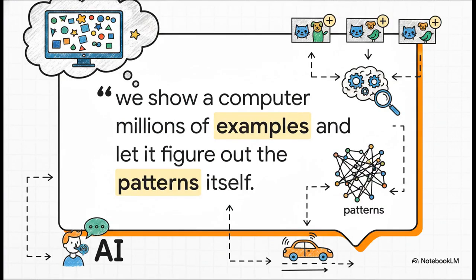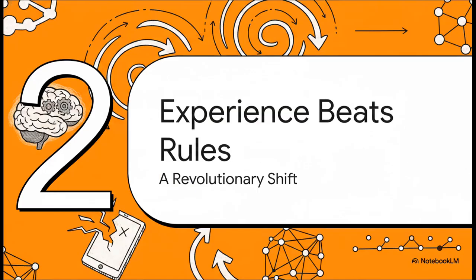And guys, this is the crucial pivot. Instead of writing strict rules and micromanaging a computer step by step, we just show it millions of examples and let it figure out the patterns itself. That incredibly simple concept, that is the exact engine behind literally all modern AI, from massive language models to self-driving cars. Moving on to section 2, why experience beats rules.